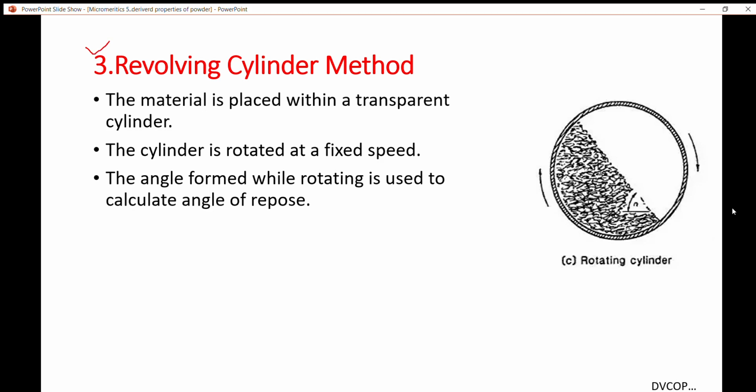Next is the revolving cylinder method. In this method, the material is placed within a transparent cylinder. Here you can see this is the transparent cylinder and the material is placed in this. The cylinder is rotated at a fixed speed. Then the angle formed while rotating is used to calculate the angle of repose. Here you can see the angle which is formed while rotating is calculated, and it is used to calculate the angle of repose.